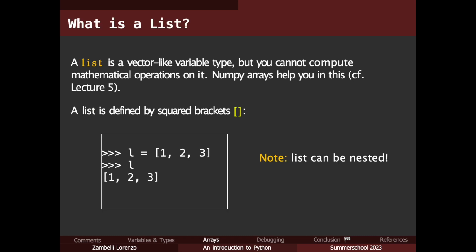So, what is a list? You can consider a list as a vector type, but you cannot compute a mathematical operation on it. To compute a mathematical operation on it, as I said before, there are the NumPy arrays, which we'll see in lecture 5. A list is defined by square brackets, as we can see in the example. The nice thing about lists is that each element, so 1, 2, and 3, can be any variable, any object that you like, which means that lists can be nested. You can make a list inside another list.